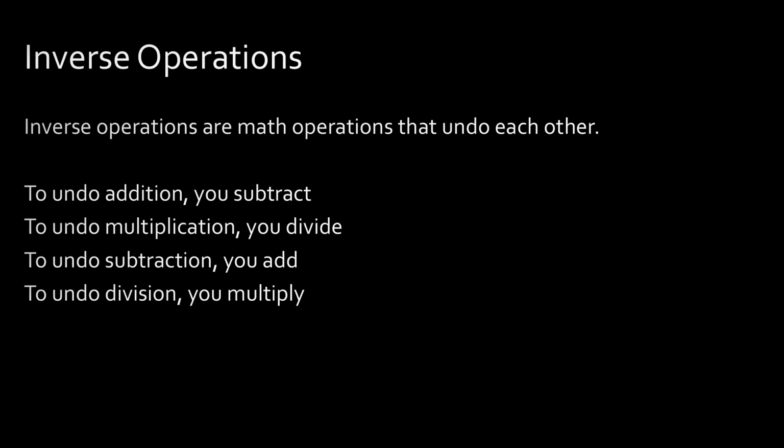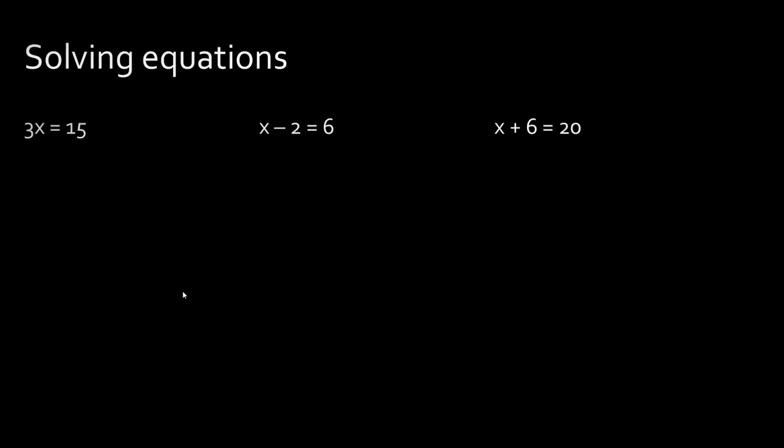So say we saw a problem that had addition. Okay, to undo that addition, we want to do the opposite, which is subtraction. Same thing with multiplication. If we see multiplication, in order to undo that, we want to divide. With subtraction, to undo that, we want to add. And the opposite of division is going to be to multiply. So you'll see what I mean when we start doing some examples.